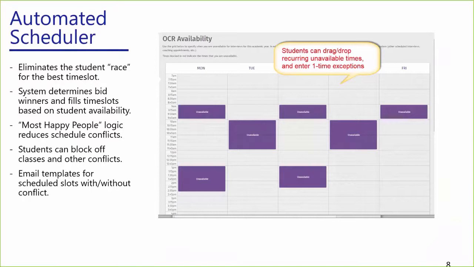And there's also a page called OCR availability, you see it there, where students can block out certain interview times based on their class schedule, work schedule, what have you. So they can make themselves unavailable for on-campus interviews at certain times.